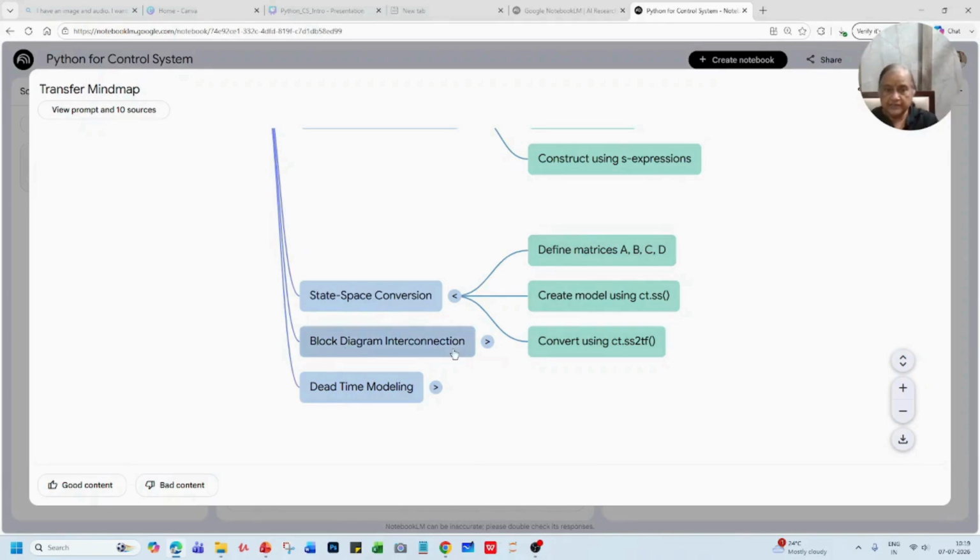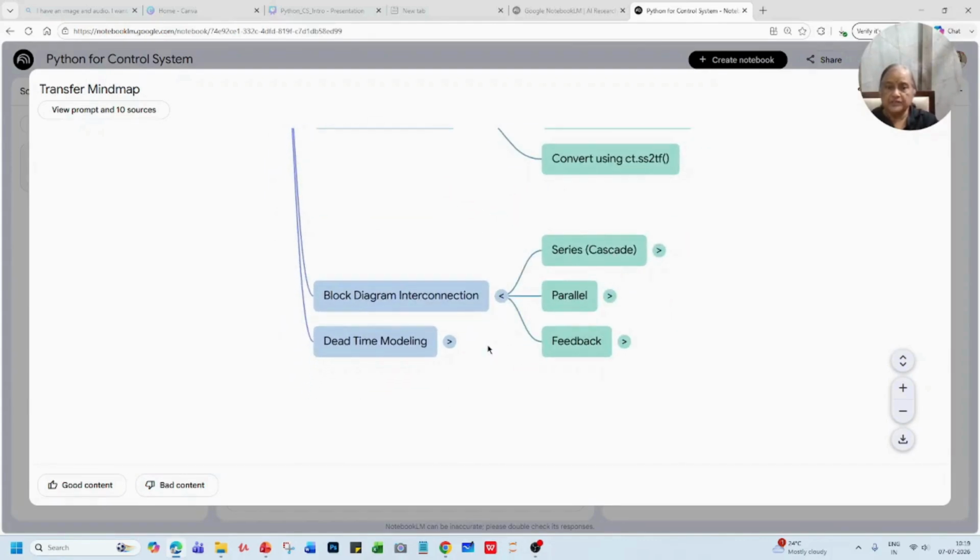Then block diagram interconnection. Once we define the transfer function for each block of a system in the overall system block diagram, then to get the overall system transfer function, we need to connect these blocks in a certain fashion depending on the process which is represented by the individual blocks. So it involves the interconnection of these blocks. On some occasions we need to connect them in cascade, then in parallel, and there may be a feedback connection also.